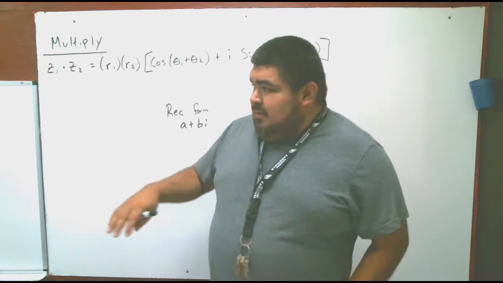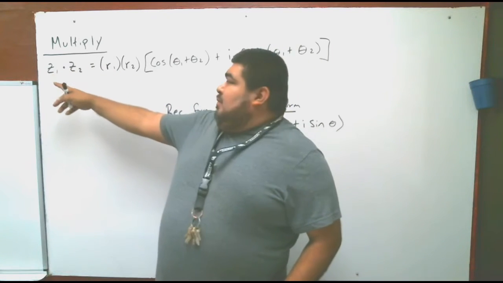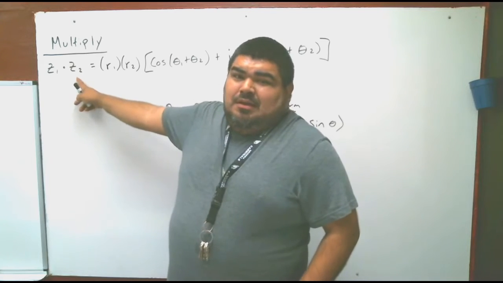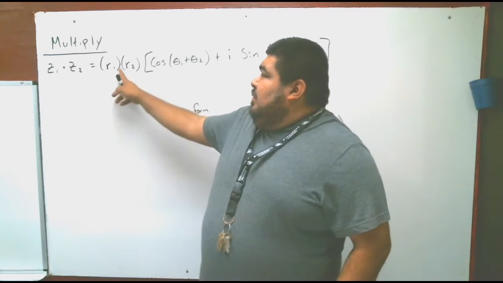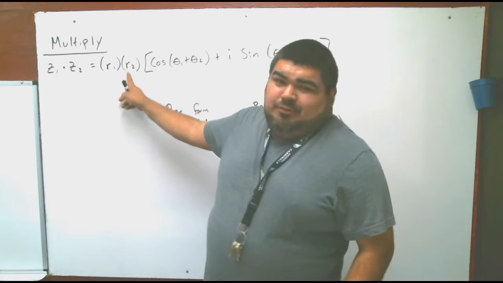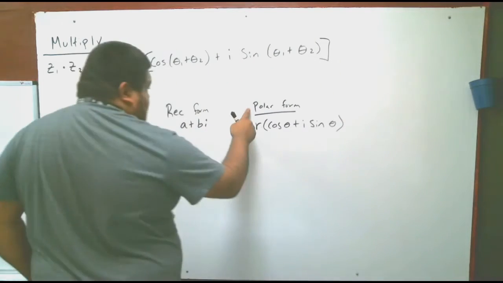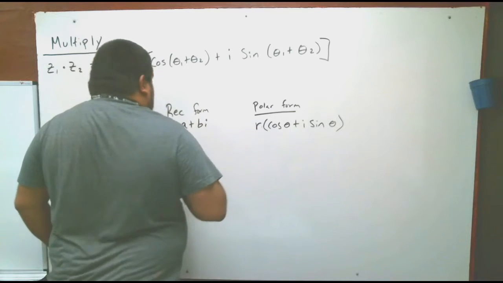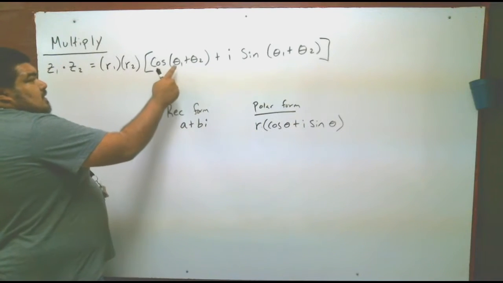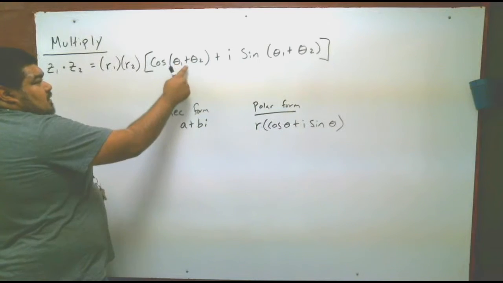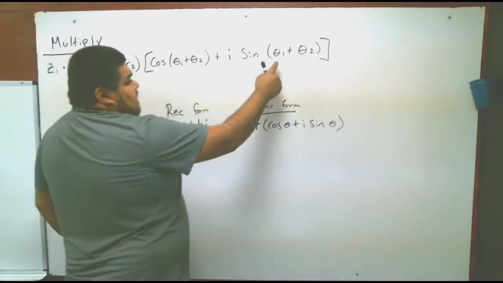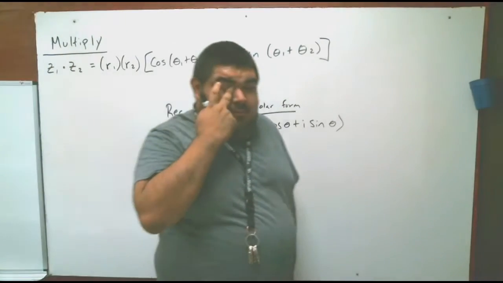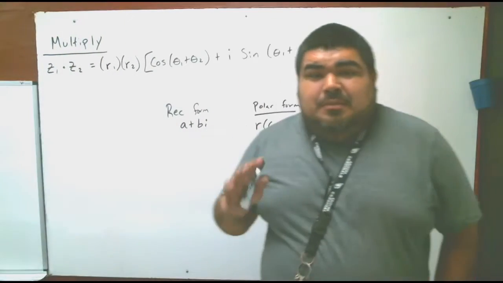Meaning that when we multiply two polar forms, the first one times the second one, we multiply the two r's, r1 and r2, because remember the polar form has an r. Then for the cosine and the sine, we add the thetas, theta 1 and theta 2, when we multiply.